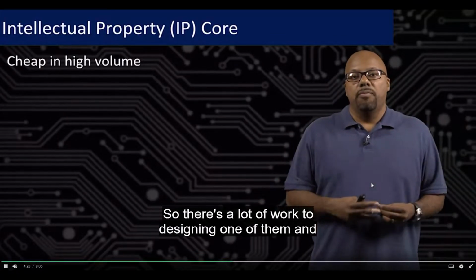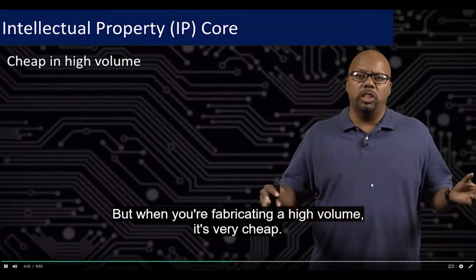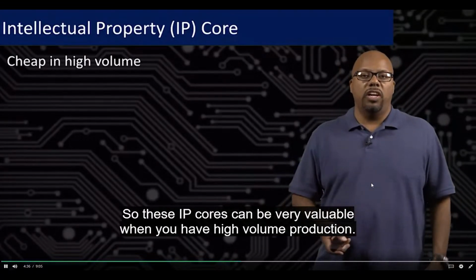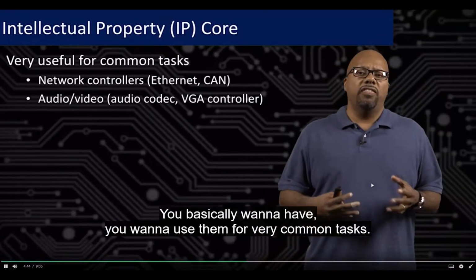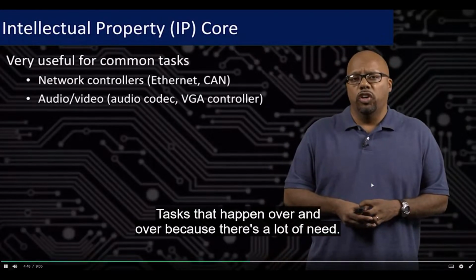So there's a lot of work to design one of them, and it costs a lot if you want to just fabricate one. But when you're fabricating high volume, it's very cheap. So these IP cores can be very valuable when you have high volume production. So they're useful for common tasks. That's the best thing. In order to make sure you get high volume, you want to use them for very common tasks that happen over and over. So there's a lot of need.